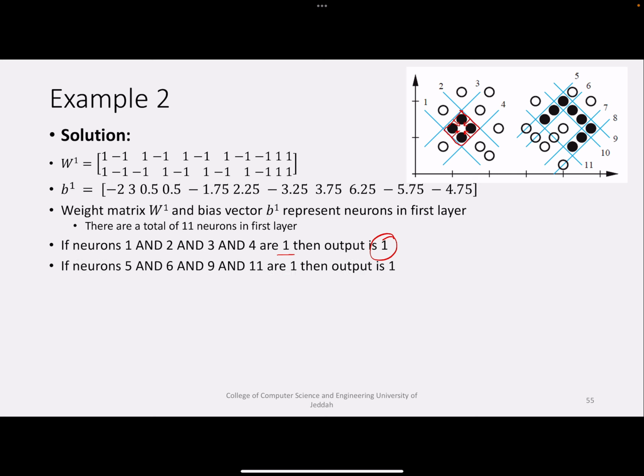So other options are, if neurons 5, 6, 9, and 11 all give us positive values at the output. If 5, 6, 9, and 11 are all 1, then another output should be 1. This would be a second output from the second layer. And so we'll add one output for the second layer of this neural network, in which we're performing these AND operations between outputs from the first layer.